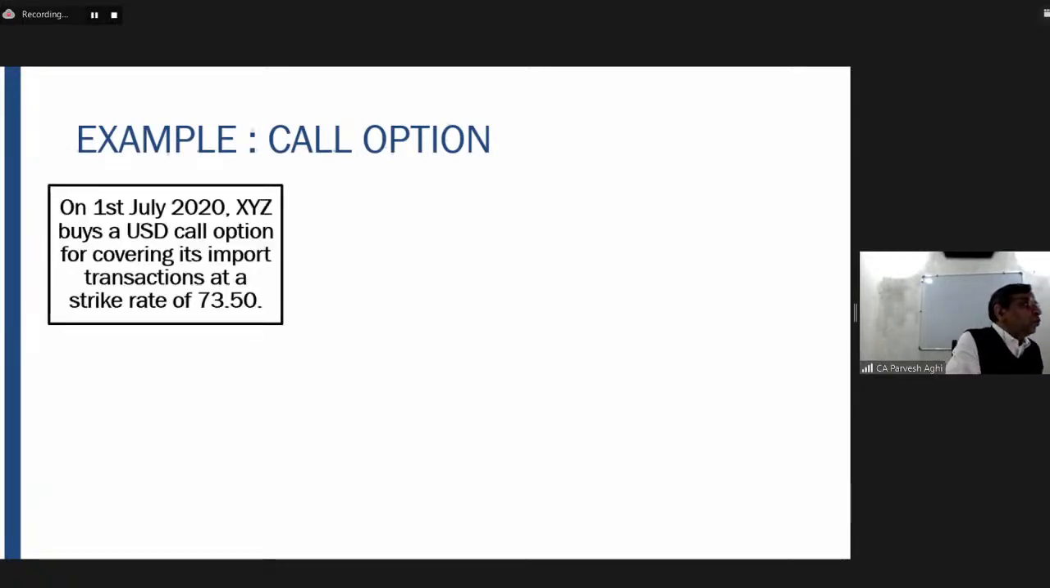So on 1st of July 2020, XYZ buys a USD call option for covering its imports at a strike price of 73.50.